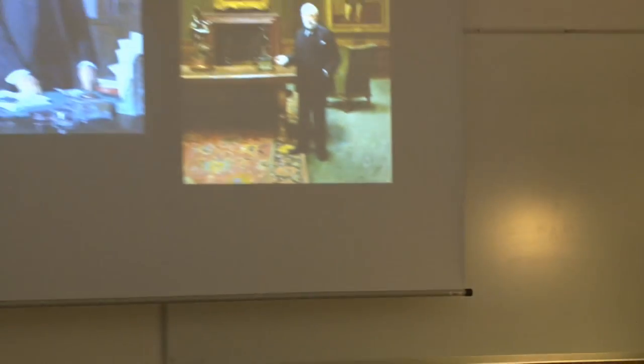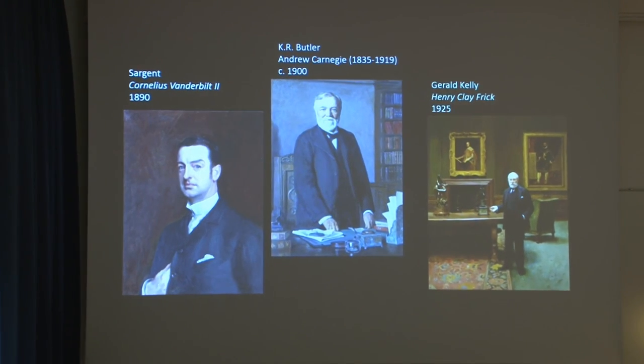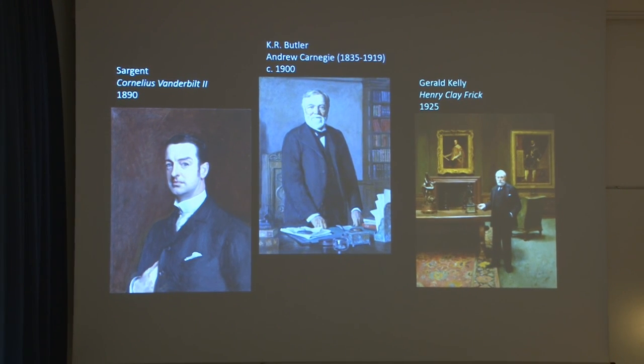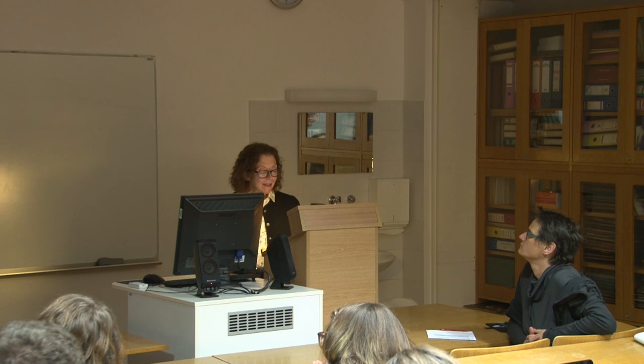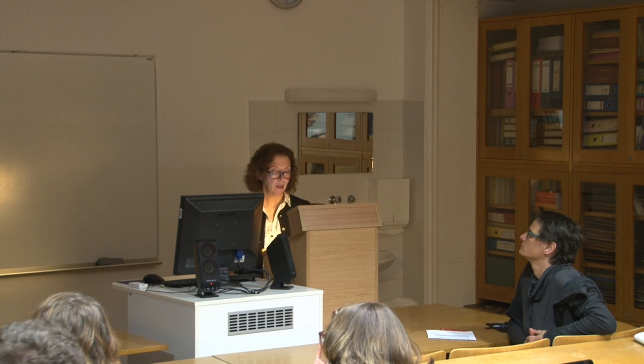The collecting tendency, however, of the first generation of super-rich industrialists like the Vanderbilts, Carnegies, Rockefellers, Mellons, and Fricks was to imitate the patterns of old money and nobility collectors in Europe. They usually, with the help of paid advisors, really the first American art historians, bought mainly old master paintings, as you see in the background of the portrait of Henry Clay Frick.